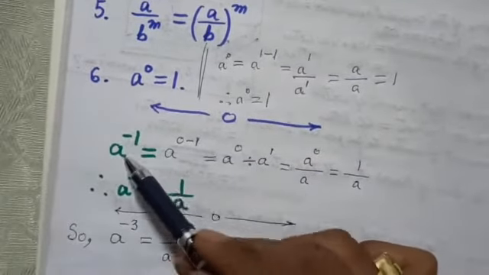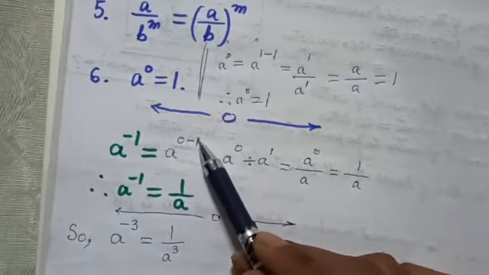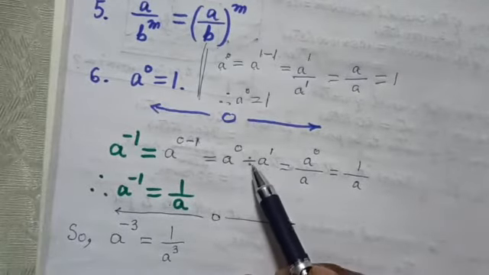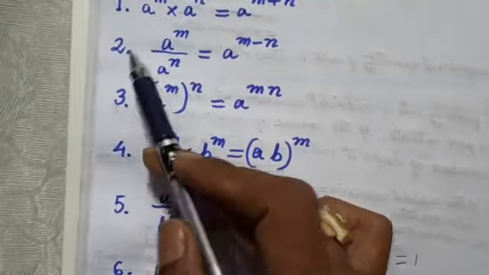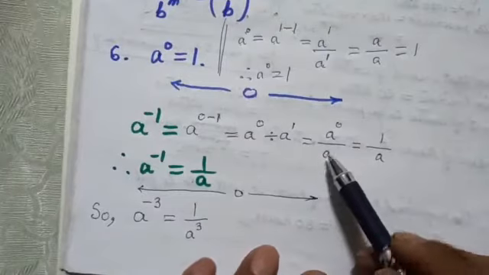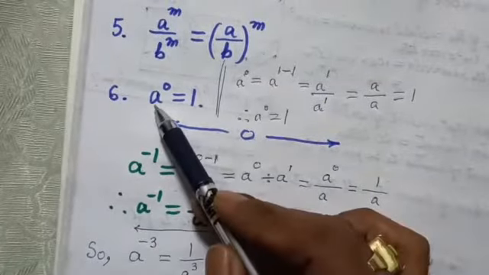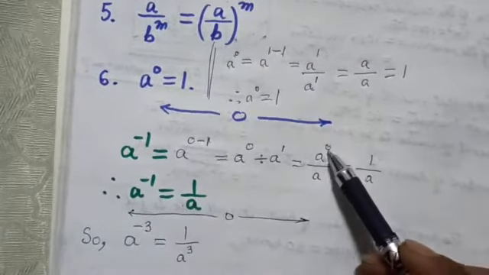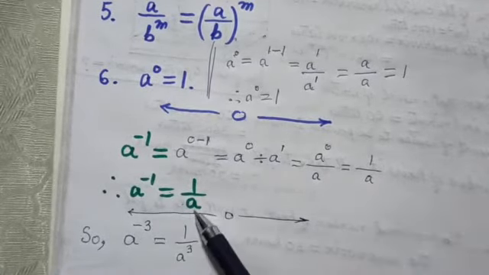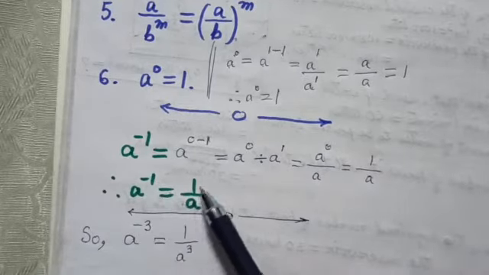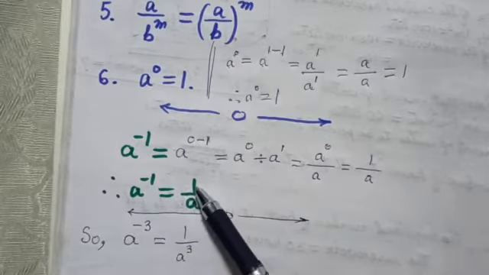Next, if there is a minus sign in the power, a to the power minus 1, then this minus 1 we can write as 0 minus 1. Then a to the power 0 divided by a to the power 1, this is law number 2. So a to the power 0 divided by a, and by law number 6, a to the power 0 is equal to 1. So 1 by a is obtained, therefore a to the power minus 1 is equal to 1 by a. If in the power there is a minus sign, then we have to leave this minus sign and write 1 by a.